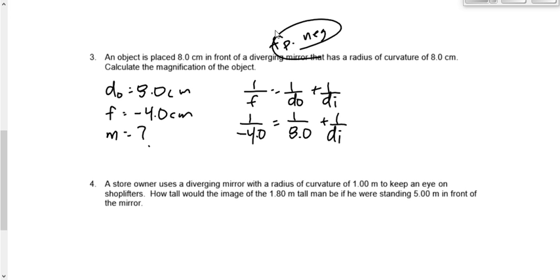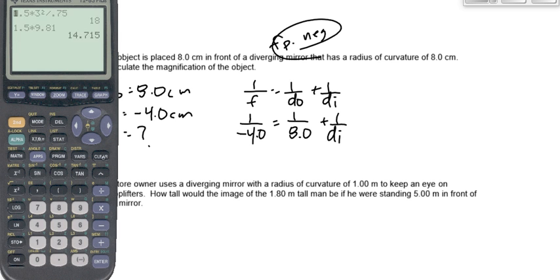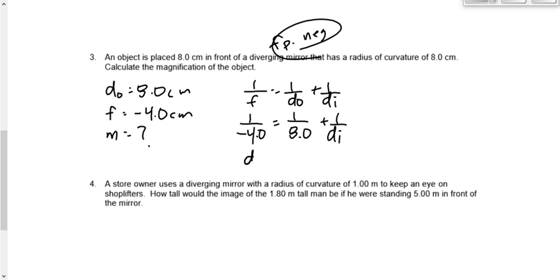Now by rights, you should work with fractions here, because every once in a while that rears its ugly head, but for the most part, it's pretty safe just to do our little trick here. 1 over negative 4, subtract 1 over 8, flip it over, we get negative 2.666. Danielle, what does that tell us if it's negative 2.666 for the image distance? It's virtual. Good. The image is virtual.